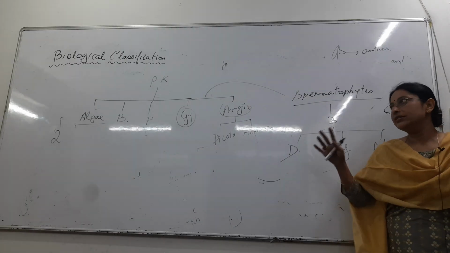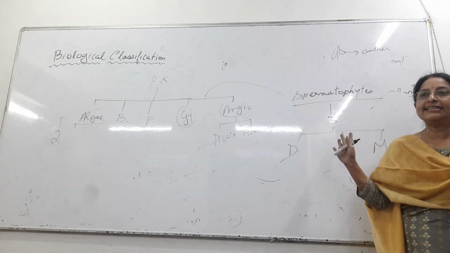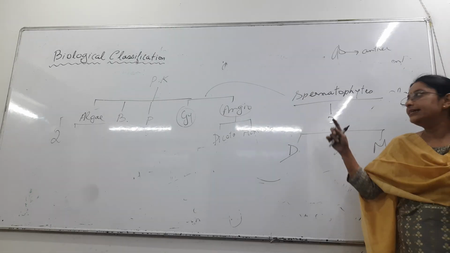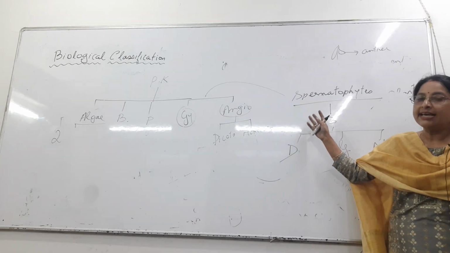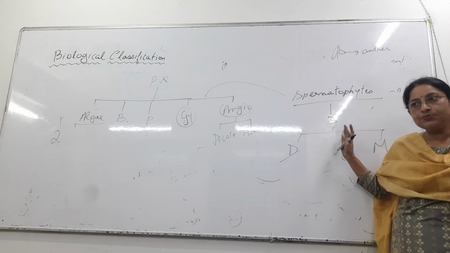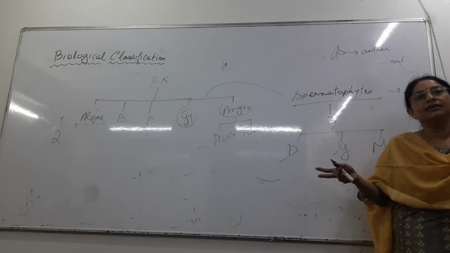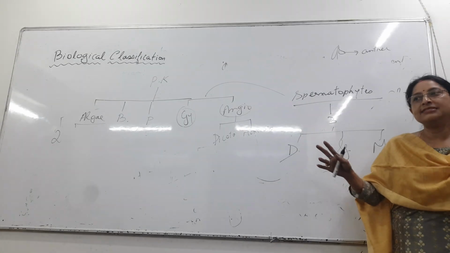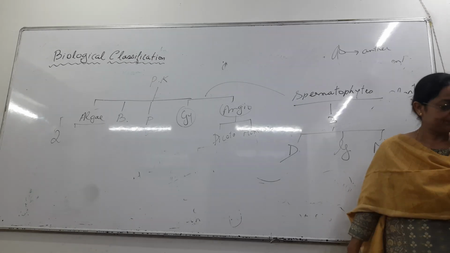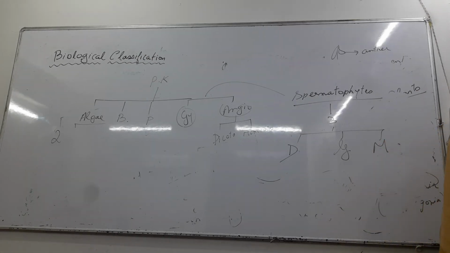So Bentham and Hooker, we will just stop the class here. Bentham and Hooker's classification is natural, right? He has talked about spermatophytes divided into three groups. What is the merit? What is the demerit? The demerit is this one. The merit is he has studied the flower, right? That's all. For the next class, read about the other scientists so that we can go faster.